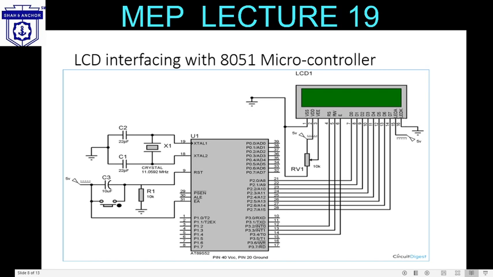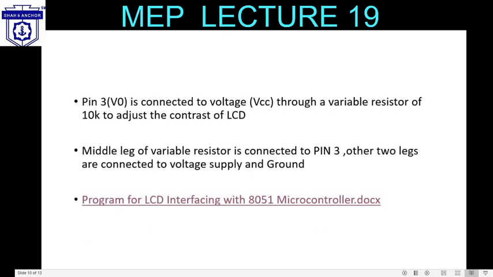Port 2 pins are connected to the data pins. Then VSS, VDD and VE are connected to the ground pins and plus 5 volt pins. Then port 3 pins are connected to pins number 4, 5, 6 of the LCD, that is RS, RW and E, which will enable the LCD pins. Now we will see a simple program for the interfacing of the 8051 with the LCD.